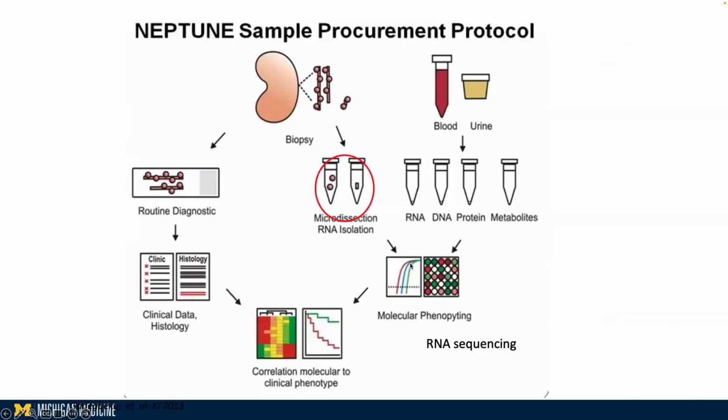The sample procurement protocol being at the time of indication biopsy, an extra core is taken, microdissected for the glomeruli or the tubular compartment, and then you get molecular phenotyping, RNA sequencing for the most part. So this is what we've been doing for more than 10 years. And of course, that's changing now with the advent of single-cell, single-nucleus technologies. But we have a lot of data here, and there's still a lot of use to this type of approach.